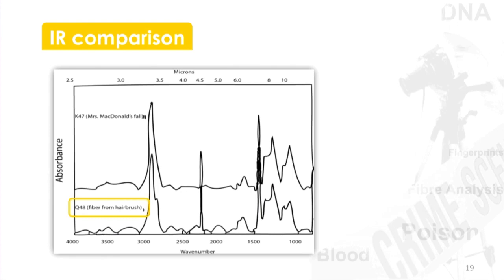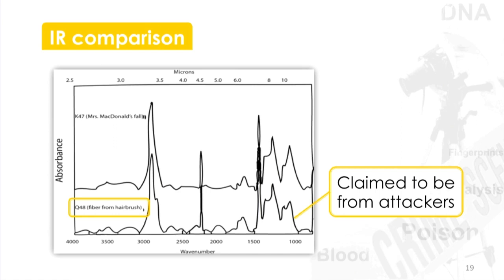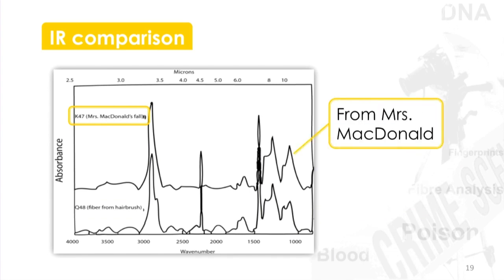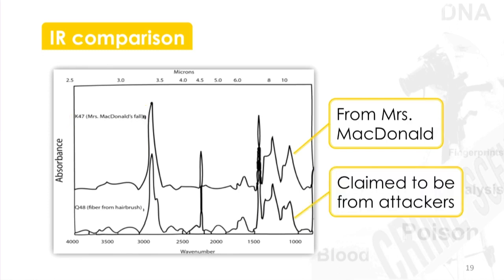The lower trace shows the infrared absorbance spectrum of this fibre, which the defense is claiming is from the real attackers. The upper trace is the infrared spectrum of fibres in a fall belonging to one of the victims, Mrs. MacDonald. And you can see that the two traces match very closely. So this is not evidence of any intruders, because it could be just from the item of clothing belonging to Mrs. MacDonald. The appeal was not successful.